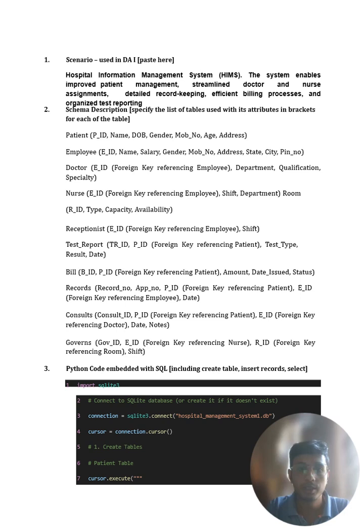One of them is patient, which consists of patient ID, patient name, date of birth, gender, mobile number, age, and address. For employee, it contains employee ID, name, salary, gender, mobile number, address, state, city, and PIN number. For doctor, employee ID, which is a foreign reference to employee because employee ID is there in the employee table. So we have to foreign reference it.